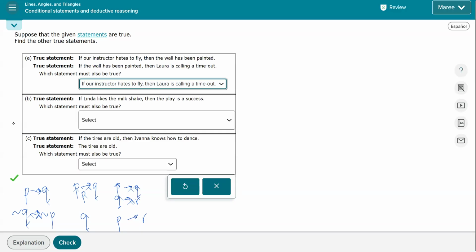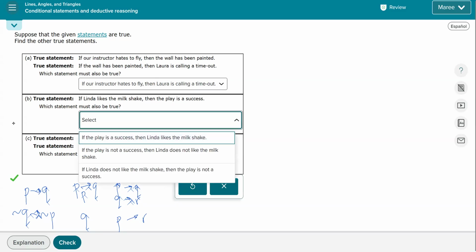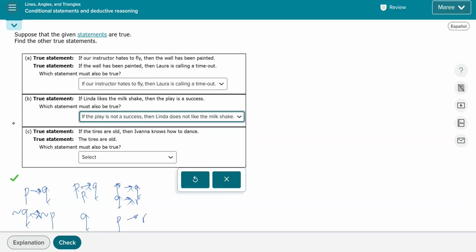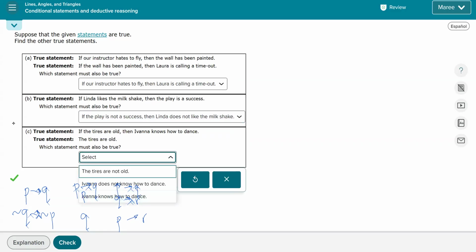That's what our last rule says: P then R. Okay, if Linda likes the milkshake, then the play is a success. When it's just a conditional statement, we negate the second part and the first part and switch them. So we say, if the play was not a success, then Linda does not like the milkshake. So if they just give us a conditional statement and say it's true, then we negate both parts of it and switch them. If the tires are old, then Ivana knows how to dance. The tires are old, then we know Ivana knows how to dance.